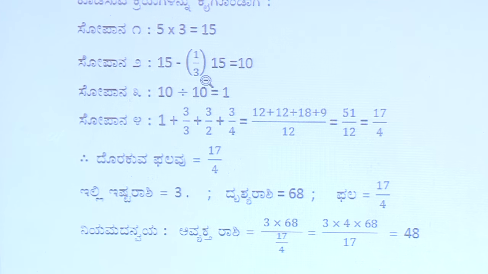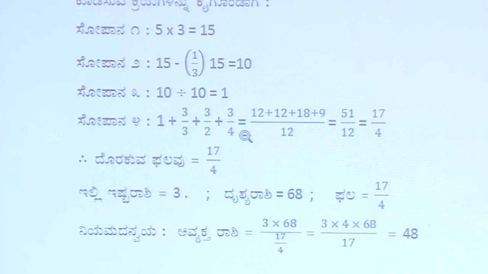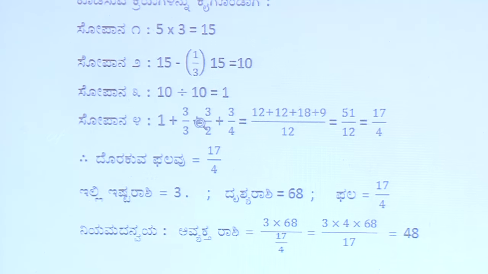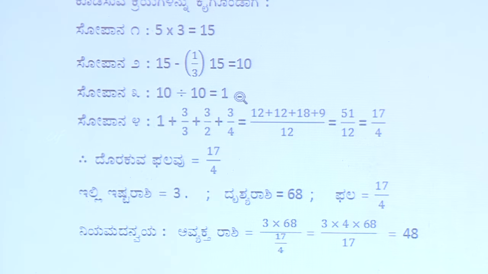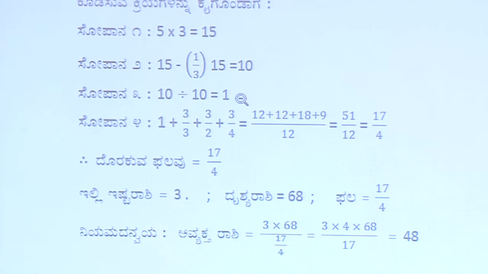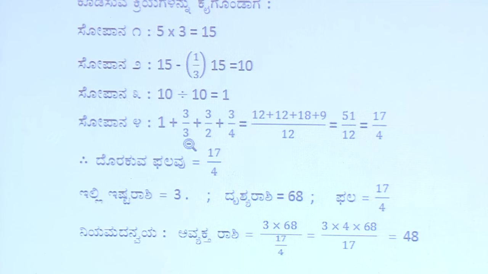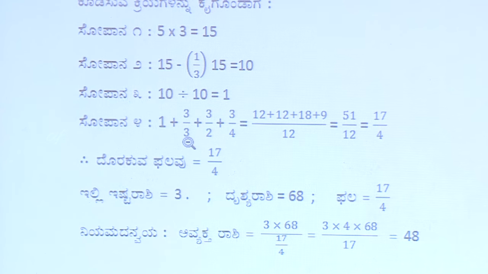In the fourth step, when we have to add 1 plus 3 by 3 plus 3 by 2, do we always have to divide by 3? No, 3 is the assumed number. It is stated that the result obtained in the third step is to be added to 1/3 of the unknown, 1/2 of the unknown, and 1/4 of the unknown. That's all. We have assumed 3 as the assumed number, so we have to carry out the process on the assumed number. Did you follow?